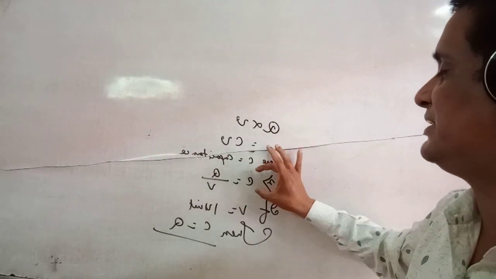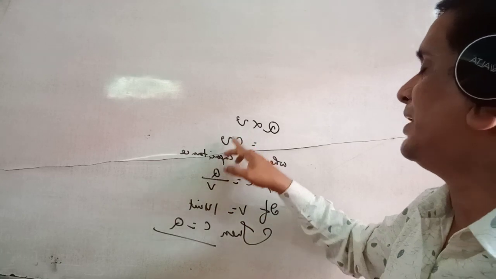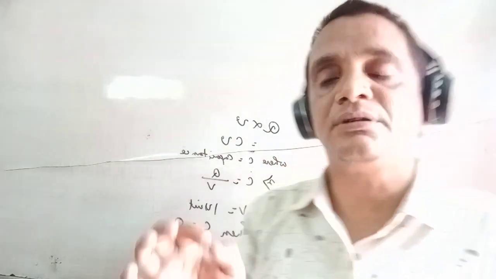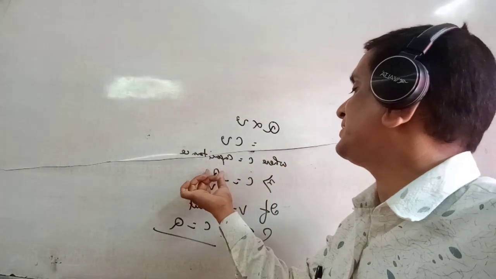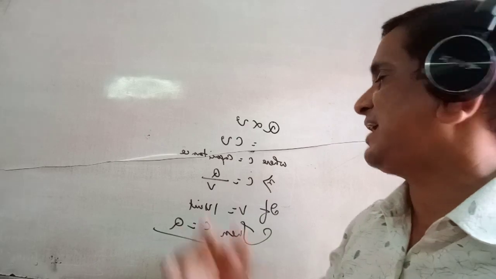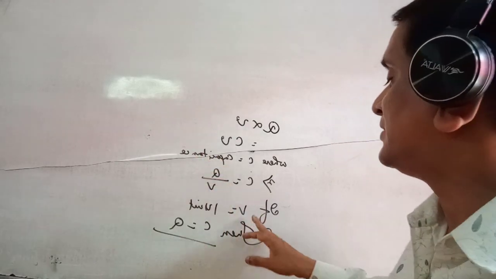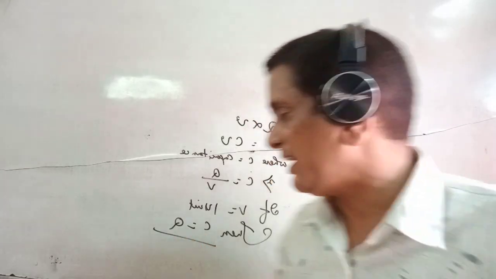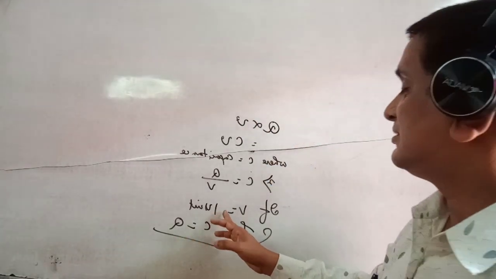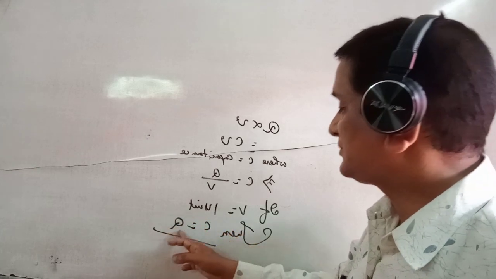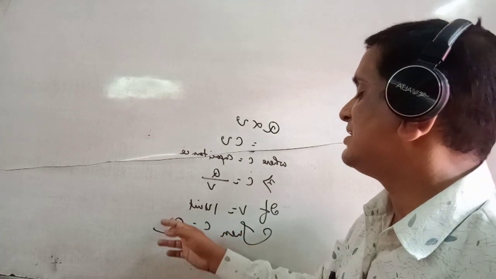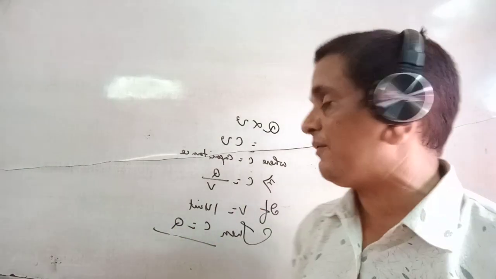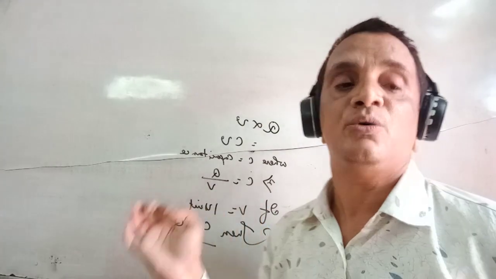In other words, what can we say? C equal to Q by V. Or we can say that the capacitance is the ratio of the charge to the potential. Now if V equal to 1 unit, then C equal to how much? Q. And from there we can say that capacitance is the amount of charge required to raise the potential of a conductor through 1 unit.